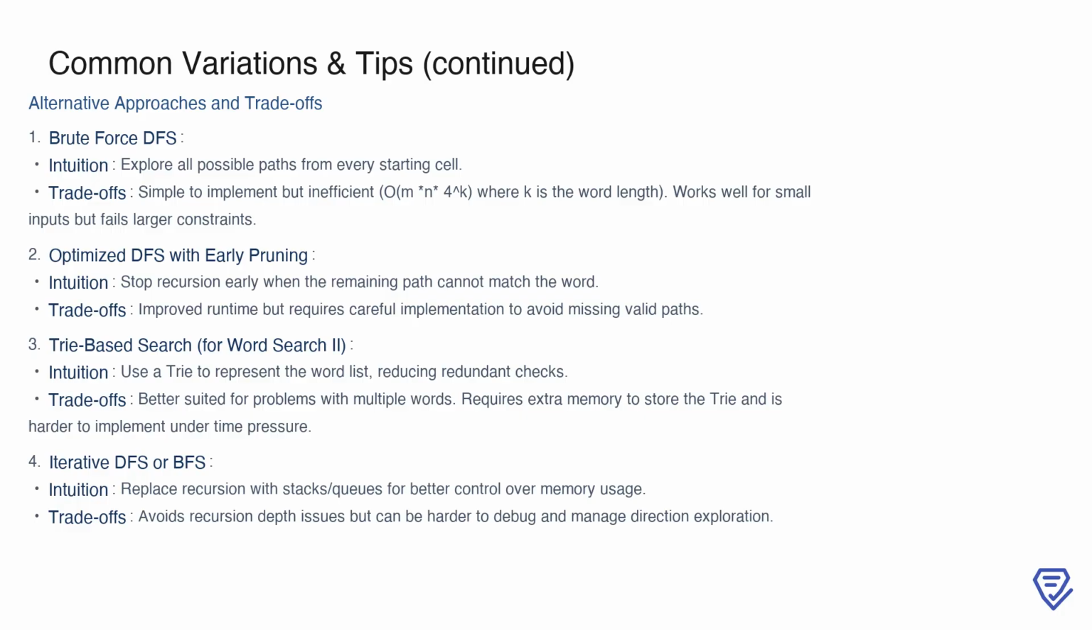Lastly, iterative DFS or BFS replaces recursion with stacks or queues, providing better control over memory usage and avoiding recursion depth issues. However, this method can be harder to debug and requires careful management of direction exploration. Each of these approaches has its strengths and weaknesses, and the best choice often depends on the specific problem constraints and requirements.